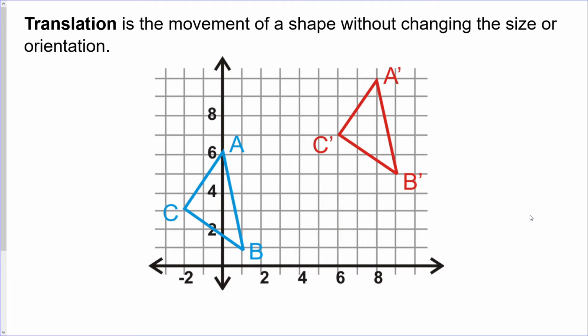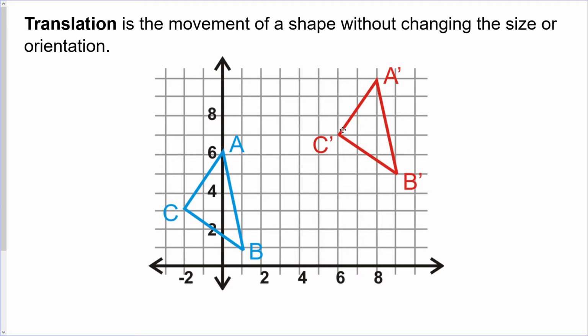Okay, so to start off with, a translation is the movement of a shape without changing the size or orientation. Orientation meaning what direction it's facing. So a translation just means you've moved it somewhere. In this chart, we have moved the blue shape to where the red shape is. You can see it's still facing the same direction. It's not gotten bigger or smaller.